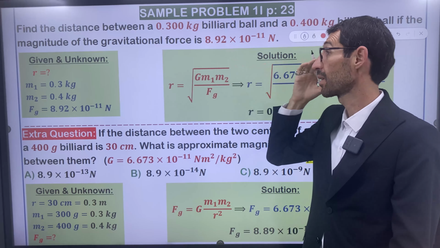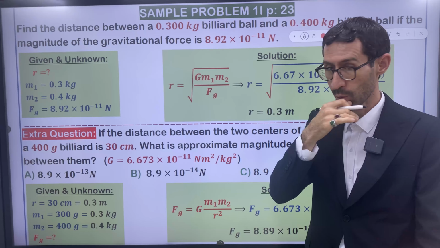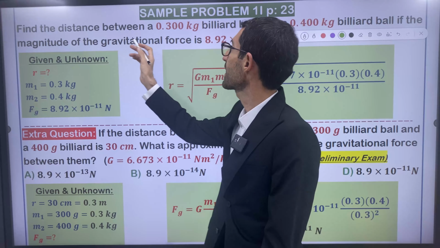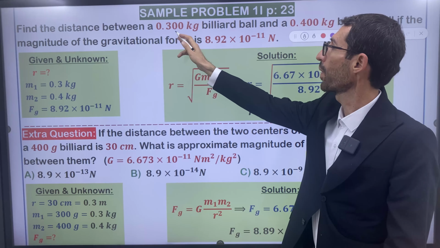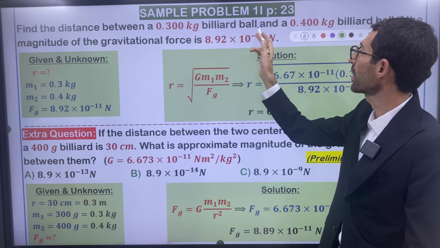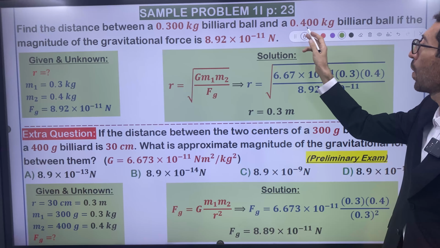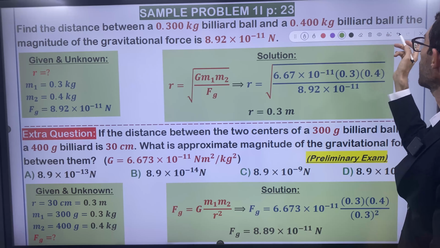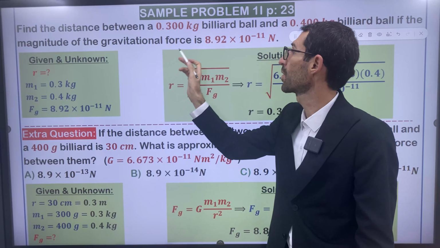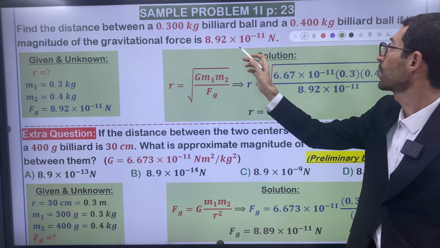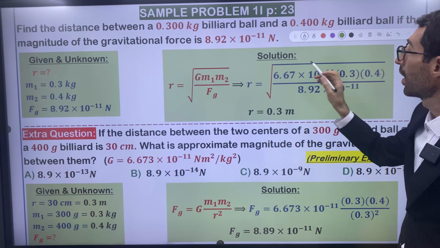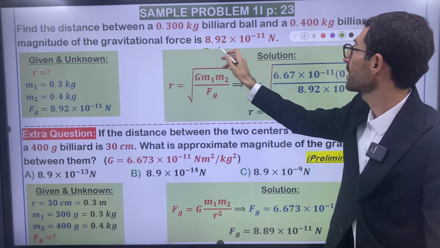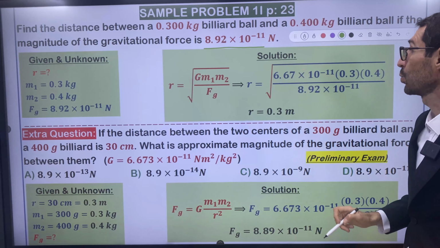Firstly, let me read the question for you. Find the distance between a 0.3 kilogram billiard ball and a 0.4 kilogram billiard ball if the magnitude of the gravitational force is 8.92 times 10 to the power negative 11 Newton.